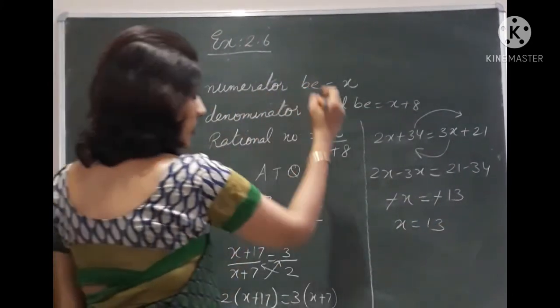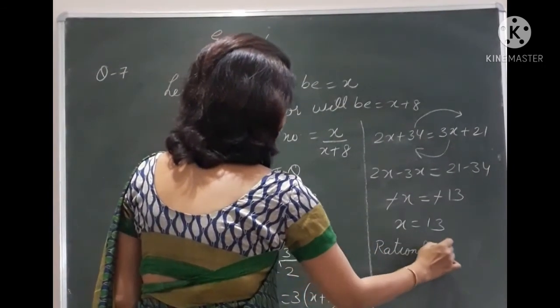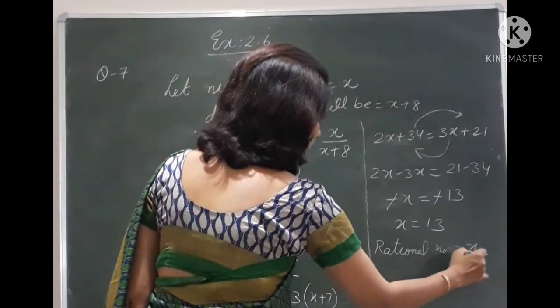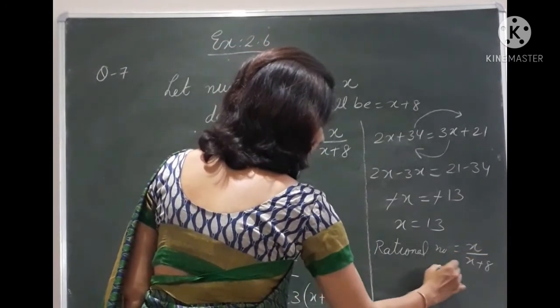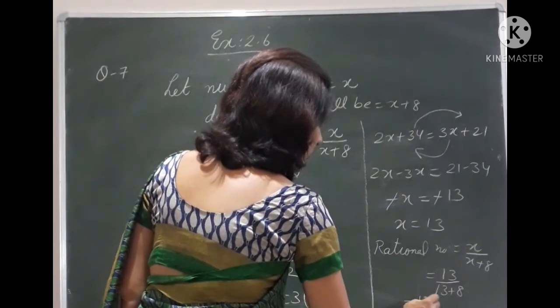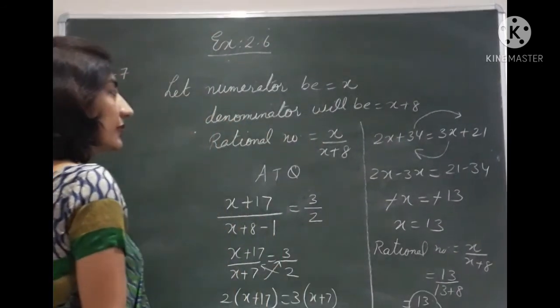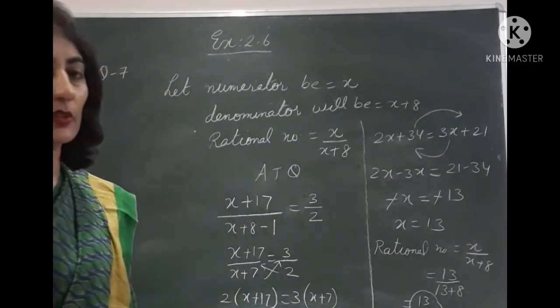That is, the numerator is 13. So what will be the rational number? The rational number is x upon x plus 8, that is 13 upon 13 plus 8, which is equal to 13 upon 21. So 13 upon 21 is the rational number. With this, chapter 2 is over.